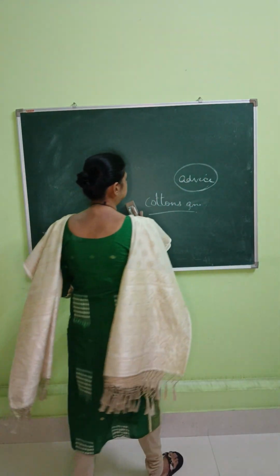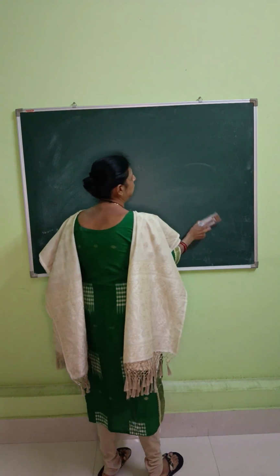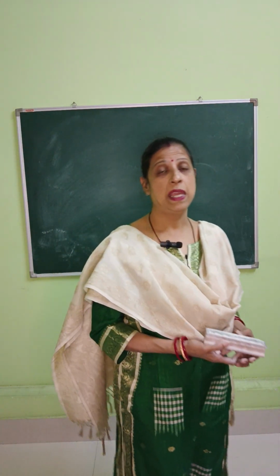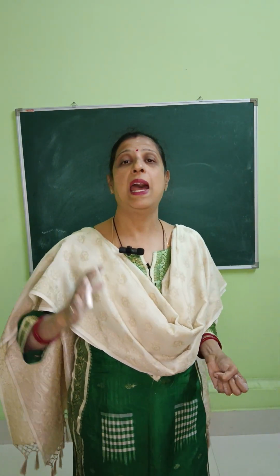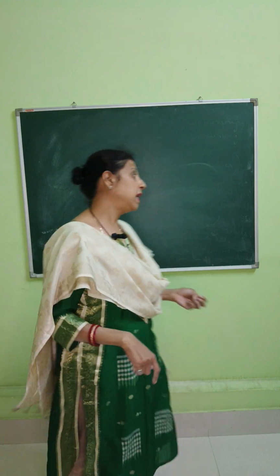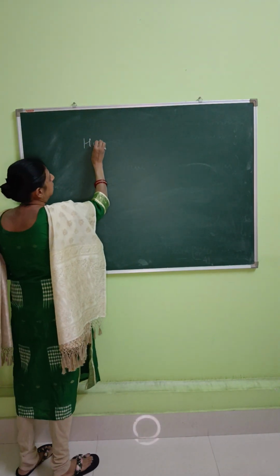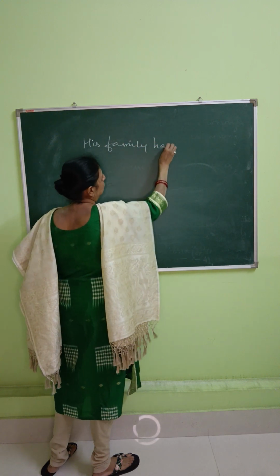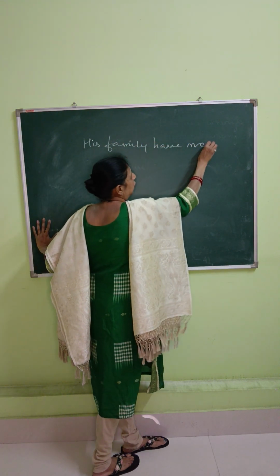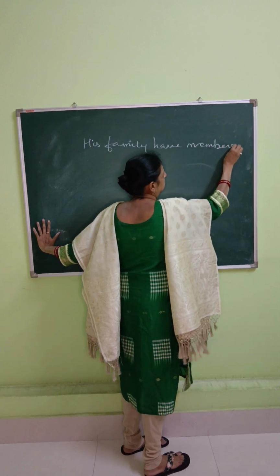Now, there are some sentences which we must never say. For example, we must never say, his family members have come to our house. Here we must not say this.